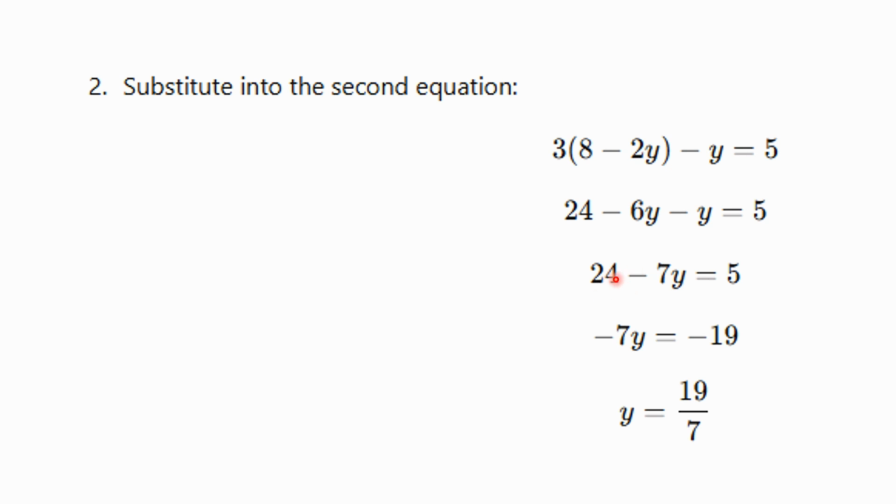So if we subtract 24 from the left side, that goes away and leaves us with 0. 0 minus 7y is minus 7y on the left. 5 minus 24 on the right side leaves us with minus 19. So we have negative 19 here. And then we solve for y by dividing both sides by minus 7. When we do that, that leaves us with y equals 19 over 7. y equals 19 sevenths.